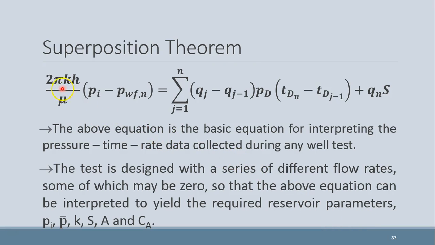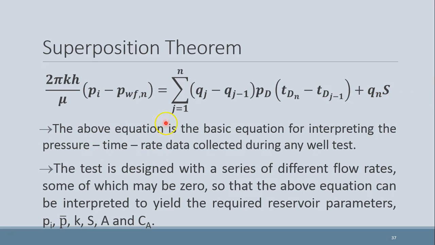So we get the solution as 2 pi kh by mu, pi minus pwf of n. This is what we wanted to find. Pi minus pwf of n is equal to the sum from j = 1 to n, which basically means the rate is being changed n times, of qj minus qj minus 1, pD of tDn minus tD(j minus 1), plus qn s. s is for the skin factor.